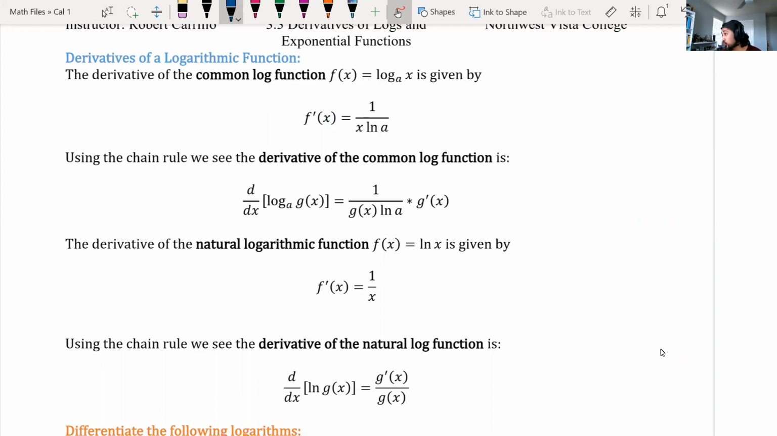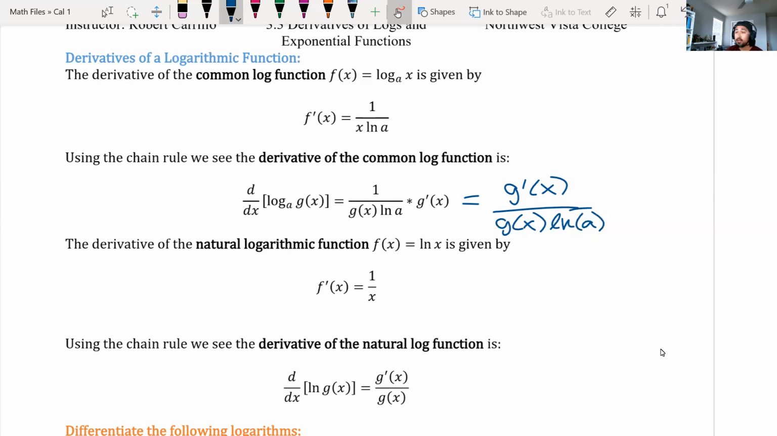The chain rule common log derivative. If you have log base a of some function g of x, then the chain rule derivative is going to be the derivative of the inside function over the inside function times the natural log of a. So g prime of x over g of x times the natural log of a.